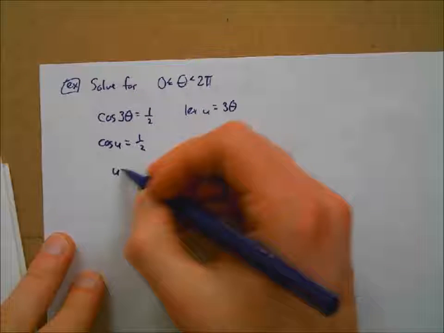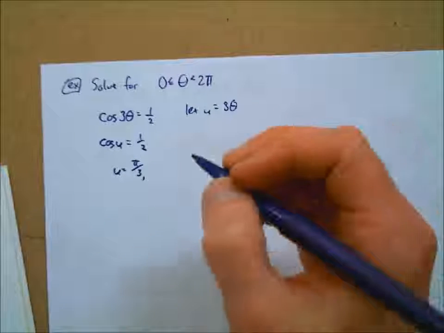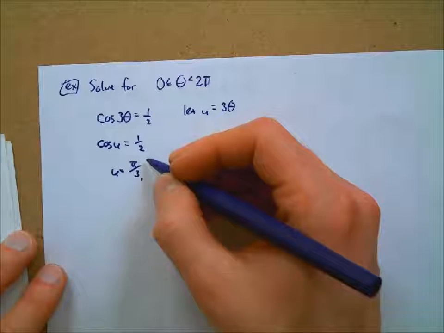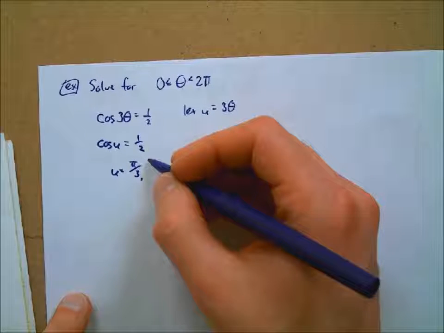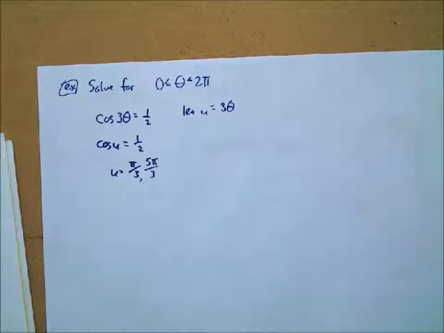When u is pi over 3 and 2 pi over 3, I think cosine would be negative, right? So that's second quadrant. So 5 pi over 3, yeah, 5 pi over 3, there we go. Okay, and we've kind of solved this, right? But are we asked to solve for u in this problem? We're solving for theta.